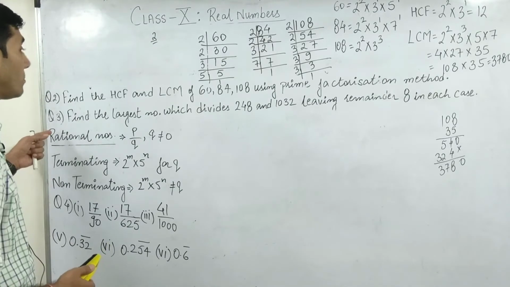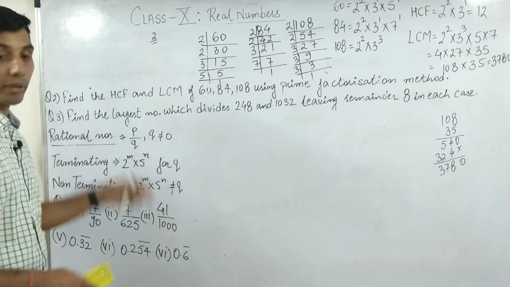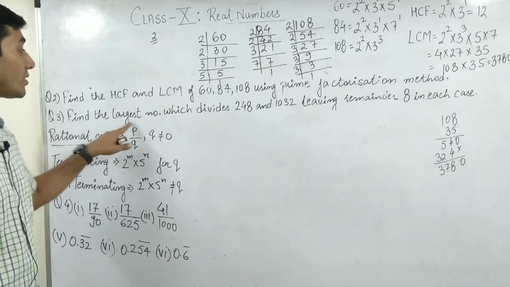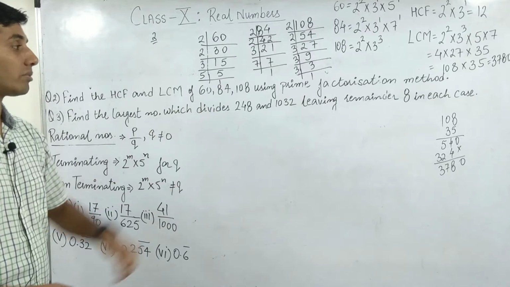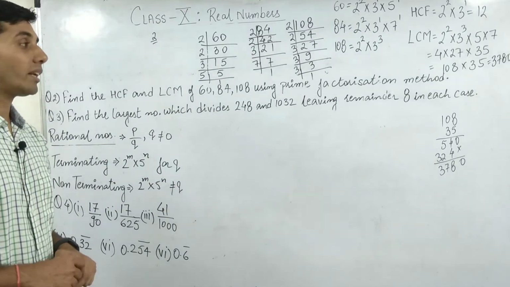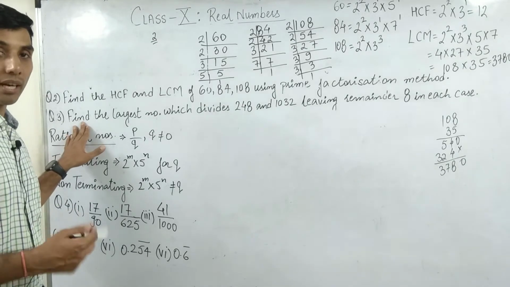Let's move on to question number 3. We'll not waste time, we'll start doing question number 3. Find the largest number which when divides 248 and 1032, leaving remainder 8 in each case. They are saying you need to find out the largest number.